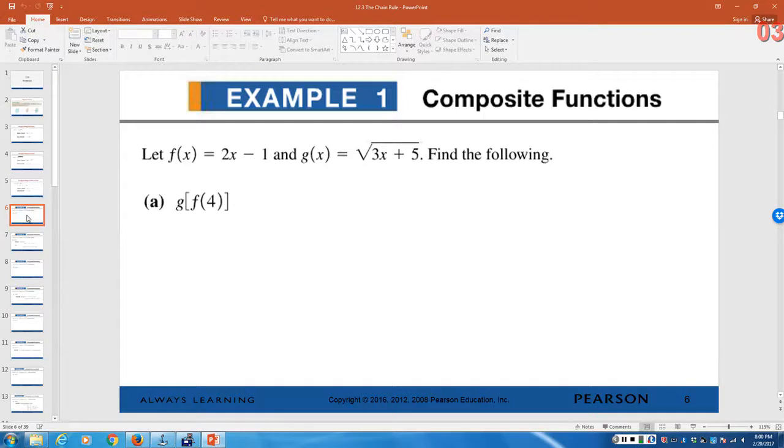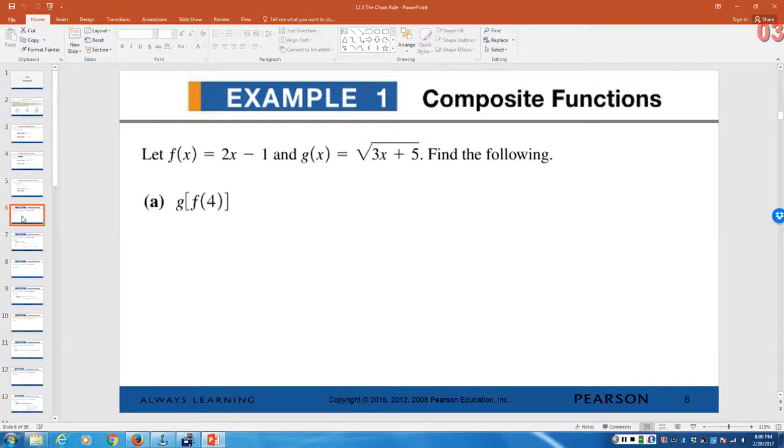So the first thing we want to do with this is practice finding composite functions, because it'll be easier to figure out when the chain rule is going to come into play if you can find the composite function.